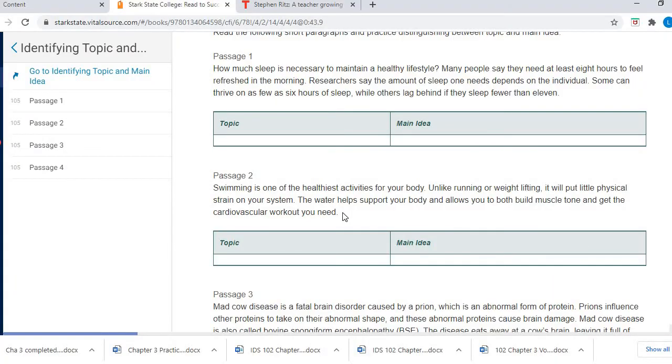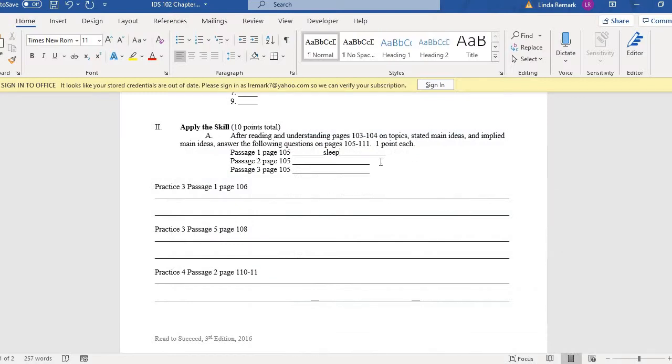Let's go back to passage 2. Swimming is one of the healthiest activities for your body. Unlike running or weightlifting, it, meaning swimming, will put little physical strain on your system. The water helps support your body and allows you to build both muscle tone and get the cardiovascular workout you need. All right, so this one, even though it only uses the word swimming once, it refers to it, and the water. So it's talking about swimming, even though it doesn't say the word, like sleep up here was mentioned a couple times, even though it doesn't repeat swimming as often, it is still being referred to. So that is our topic here.